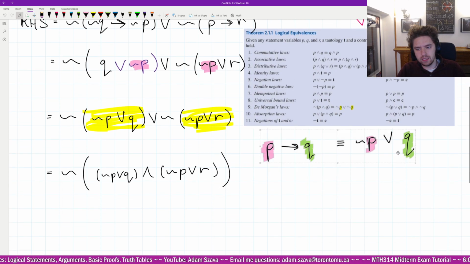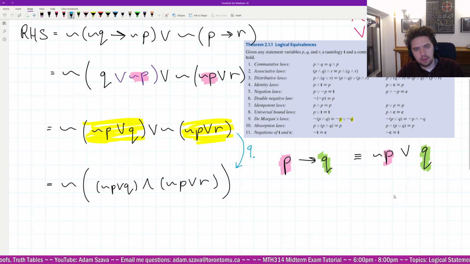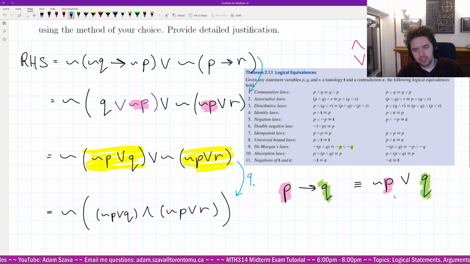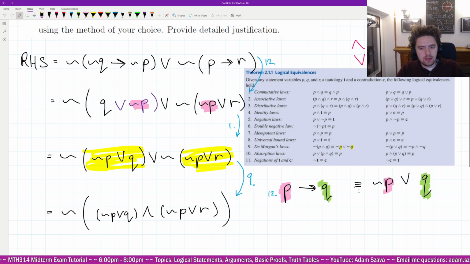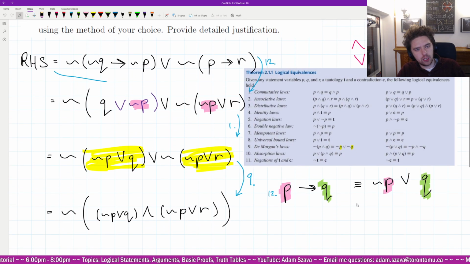So from here to here, just to label what we're doing, from here to here, I'm using De Morgan. From here to here, I'm using number 12. I don't know why it's not there, number 12. From here to here, I'm using number 1, commutative. All I did is switch the order. Okay, then we're here now. So again, to recap, I started with this complicated one, and then I pushed it from the implications to something else.